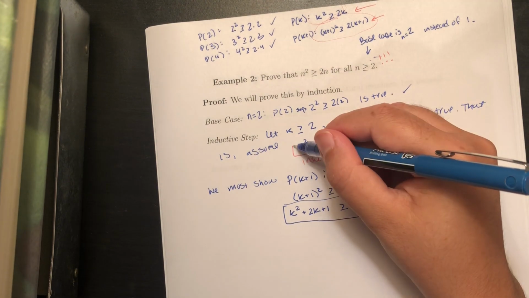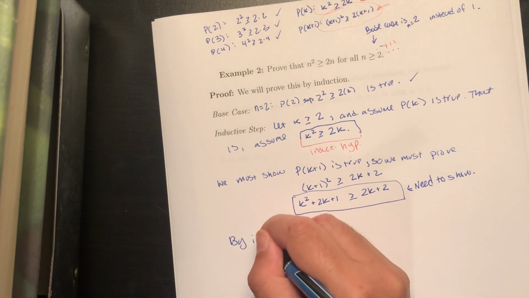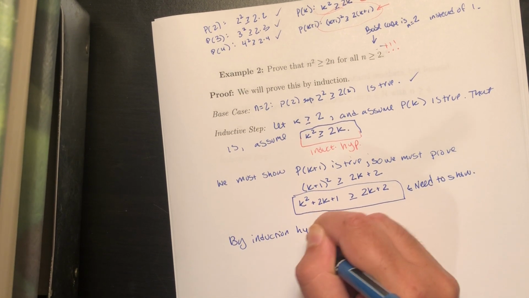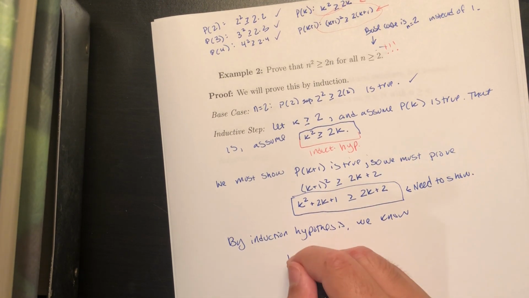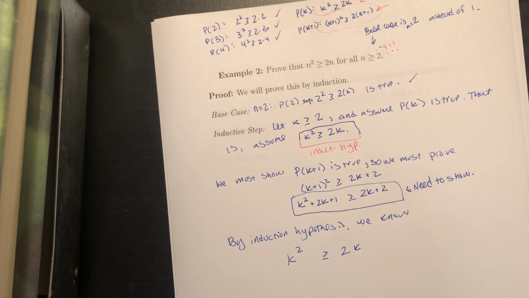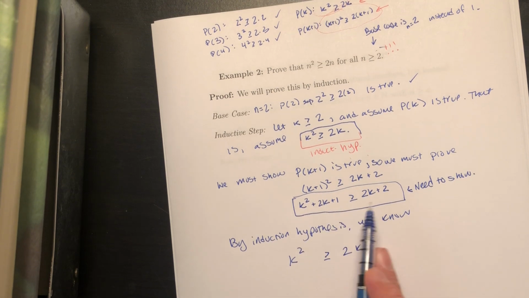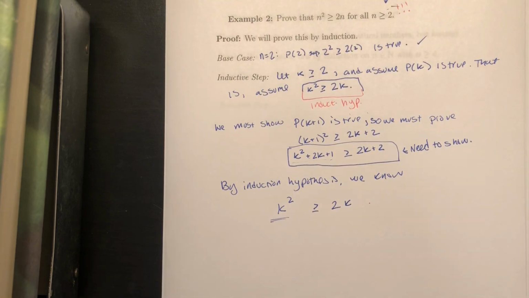Okay, so we know that this is true. We want to show that this is true. So by the induction hypothesis, we know that k squared is greater than or equal to 2k. Now we're trying to show that k squared plus 2k plus 1 is greater than or equal to 2k plus 2. Well, what's the difference between the left-hand side here and the left-hand side here? We've just got an extra 2k plus 1 here. So let's see if it helps to just add 2k plus 1 to both sides of this inequality, which we know is true.